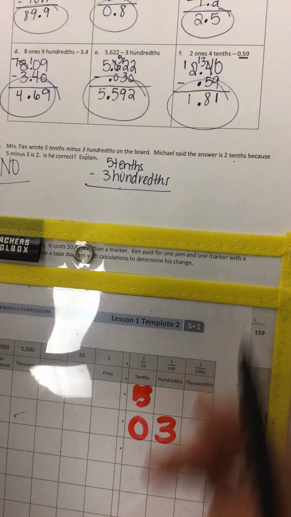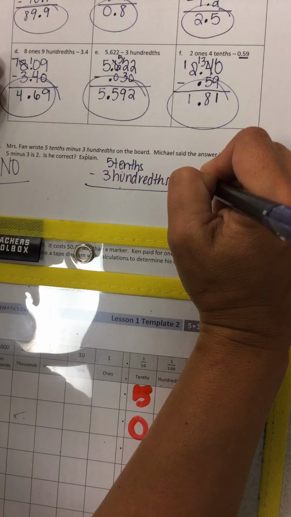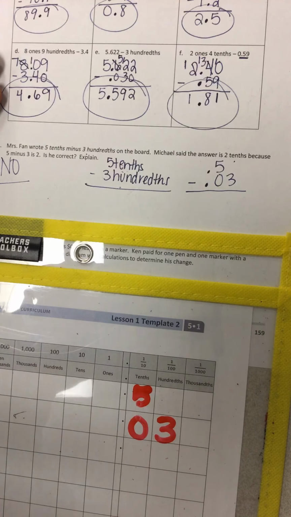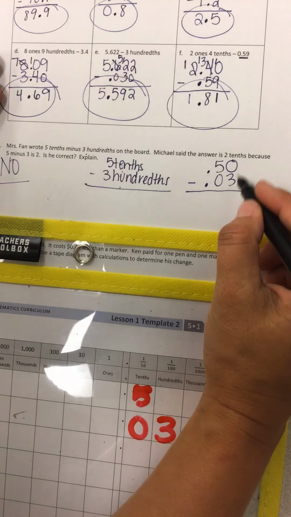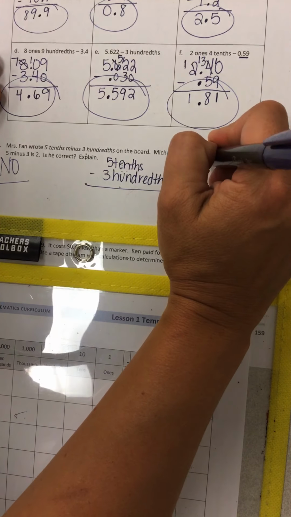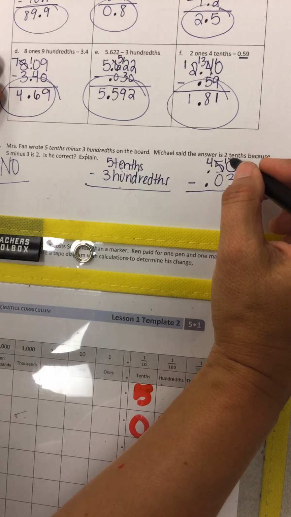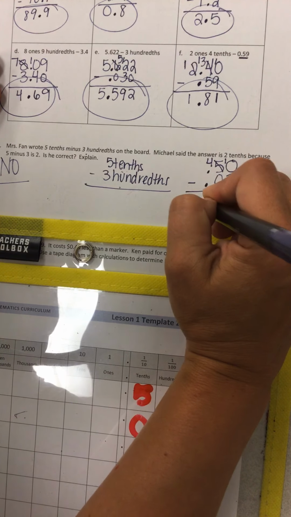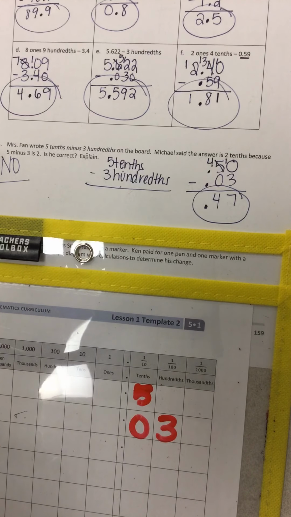Okay, so if I were to actually write it in decimal form, this is going to be 5 tenths minus that 0.03. I'm going to add that 0 here because I need to have that. Can't do 0 minus 3, so 5 turns into a 4. This 0 turns into a 10, so then 10 minus 3 is 7. 4 minus 0 is 4. So this is actually what his answer should be.